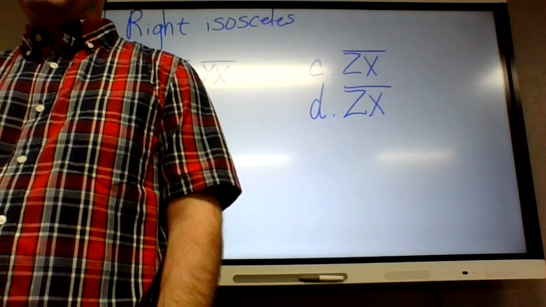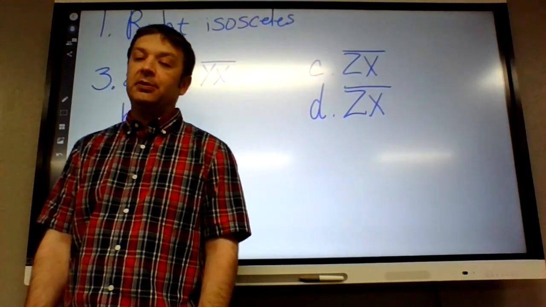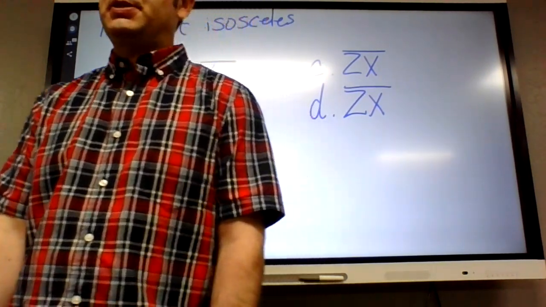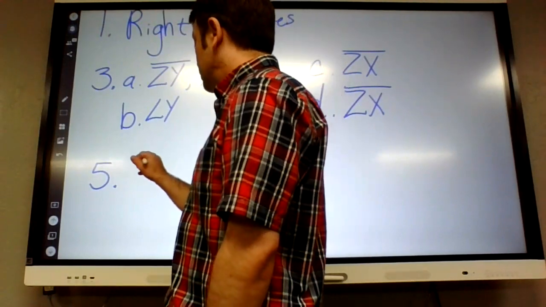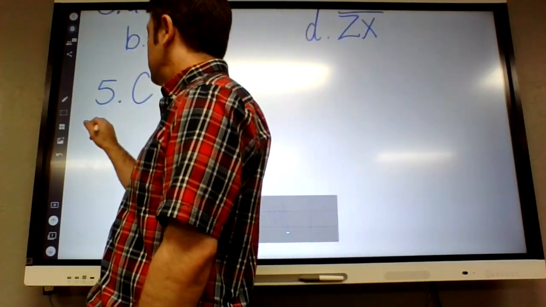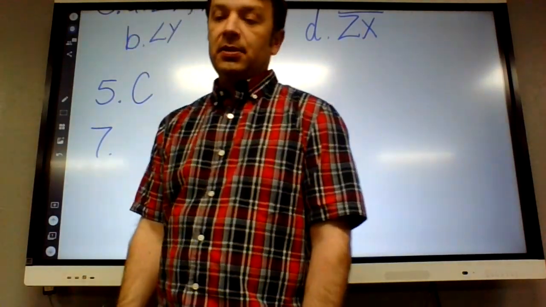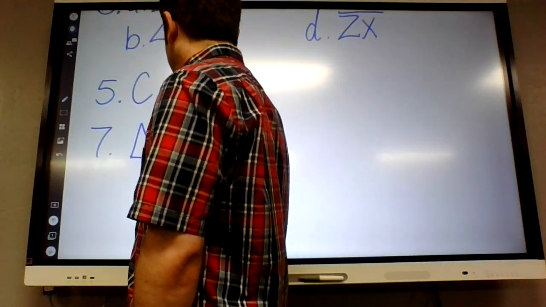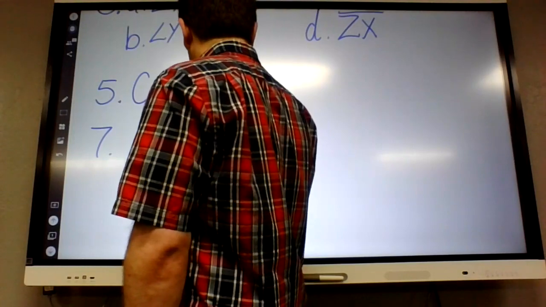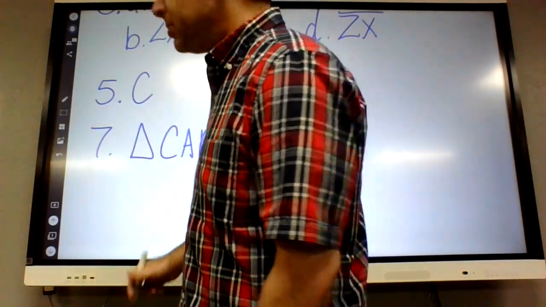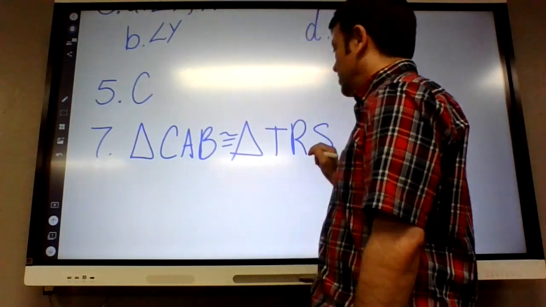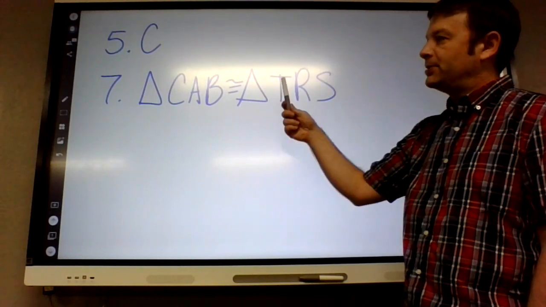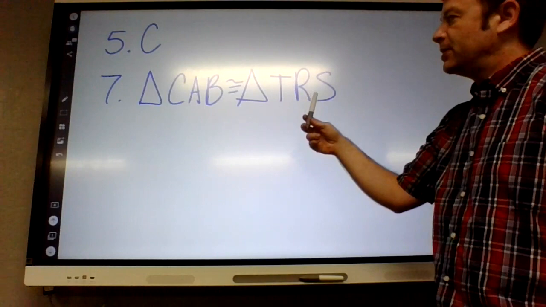Number 5. Which triangle appears to be congruent to the given triangle on number 5? Yeah, the triangle's kind of leaning over to the side, so it's kind of like C upside down. Okay, number 7. Name the congruent corresponding parts if triangle CAB is congruent to triangle TRS. How many congruent corresponding parts are there in two triangles? 6. There's 3 pairs of angles, 3 pairs of sides that are congruent.